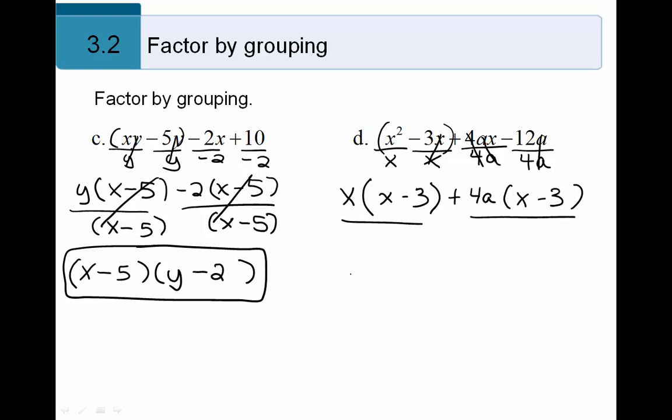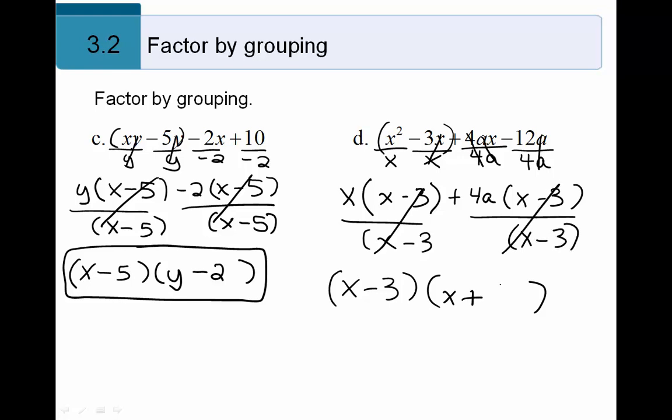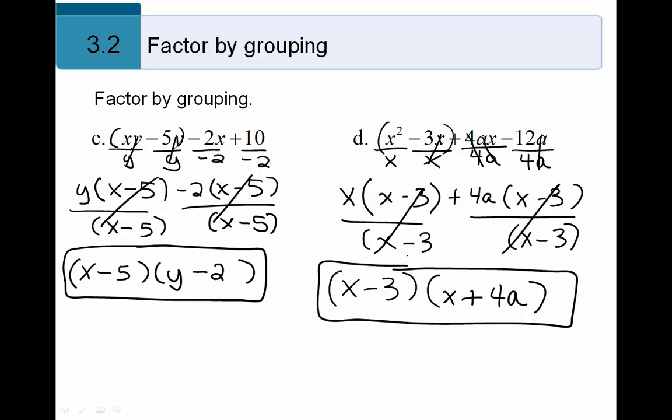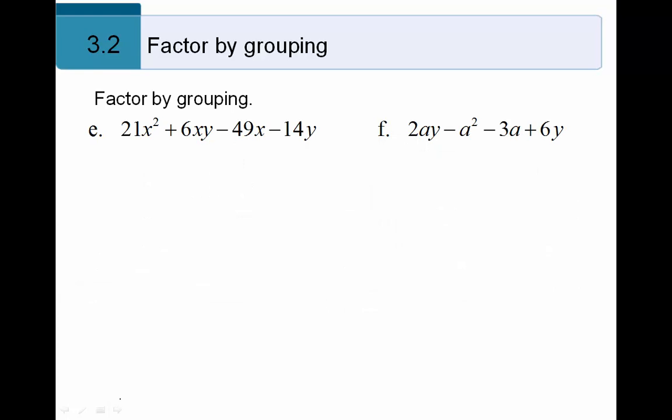We have a common binomial factor, x minus 3. I'm going to divide by x minus 3. I'll get an x plus, divide by x minus 3, and I get a positive 4a. So x minus 3 multiplied by x plus 4a, or x plus 4a multiplied by x minus 3. 2 more. And just recall, we use factoring by grouping when our polynomial has 4 terms in it. Okay?